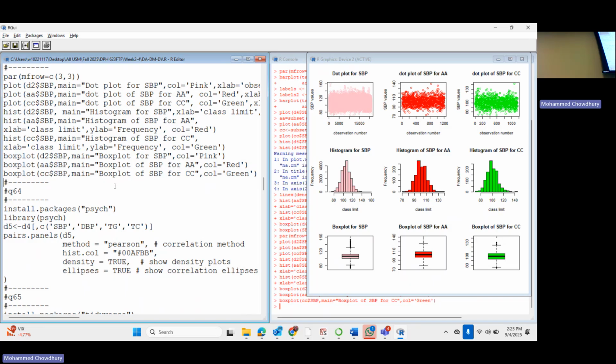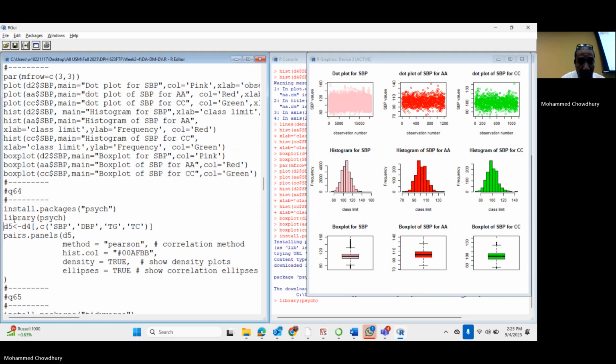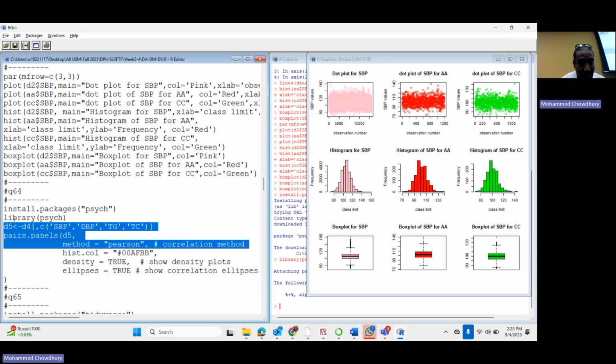Okay, now we want to see scatter plots and their histograms, because if I plot my height with my height, then it will be a histogram. So now I want to see histograms as well as scatter plots together with correlations of the variables. That could be done by installing a package, and then you can do these things.